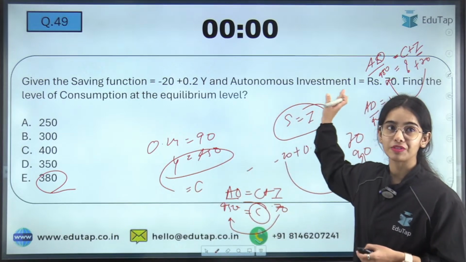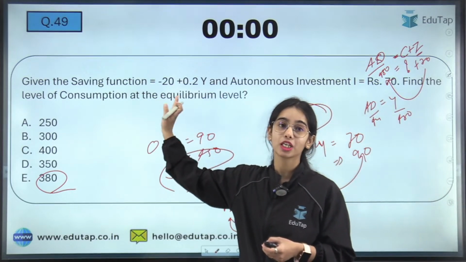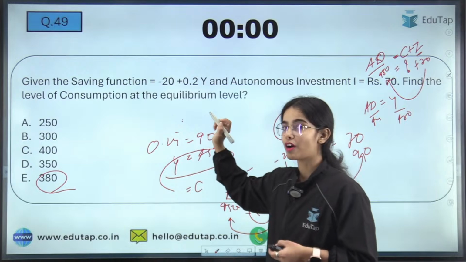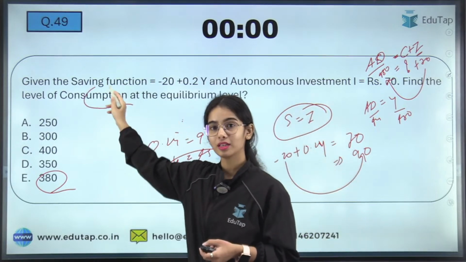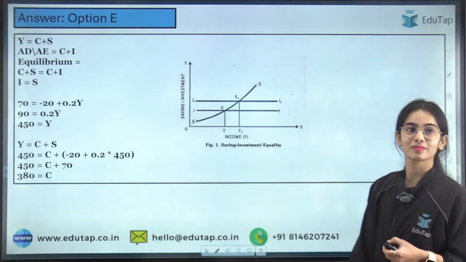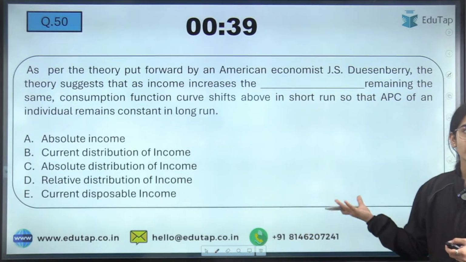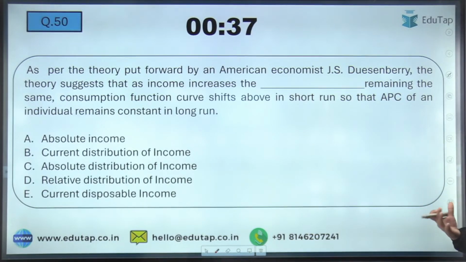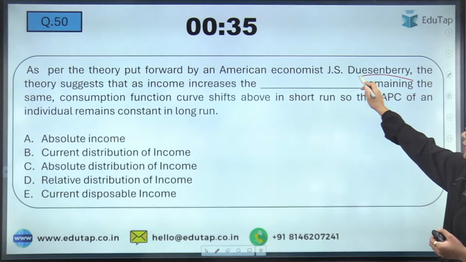Here, what is the question? Find the level of consumption at the equilibrium level of income. So you have to find the consumption. Okay. Coming to the next question, that as per the theory put forward by the American economist J.S.